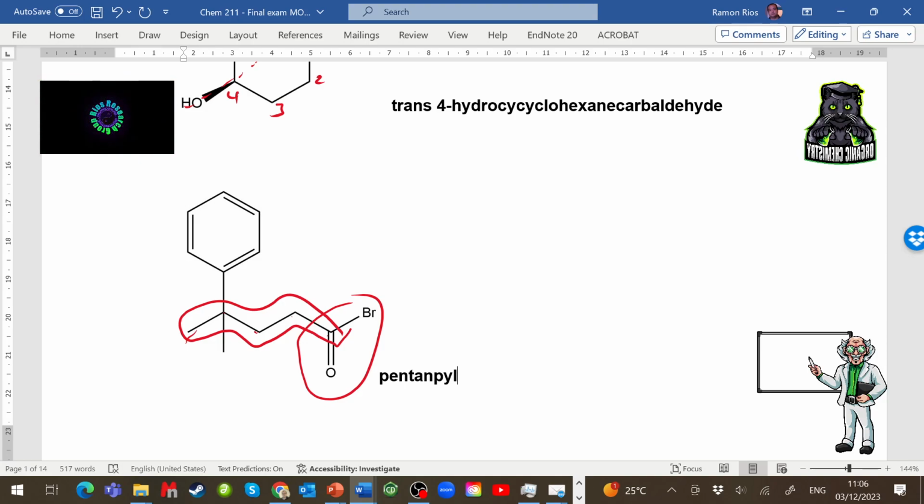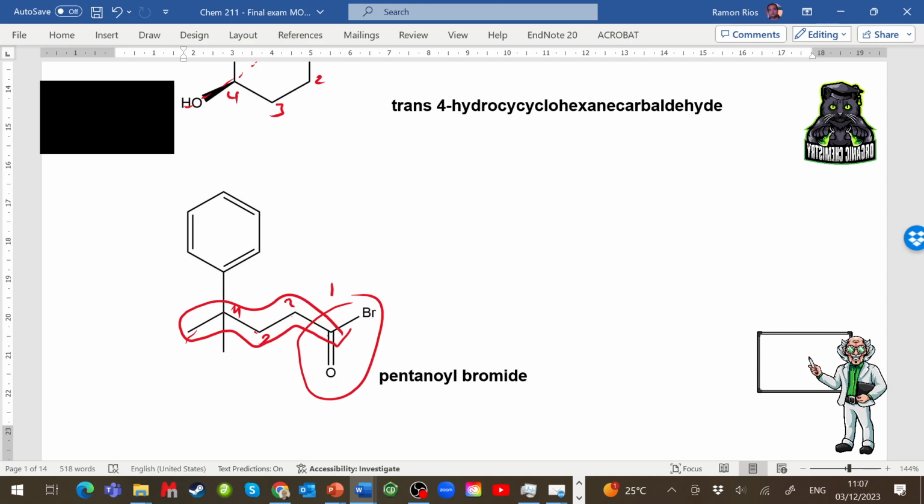It is the termination for acid bromide, acid chloride, acid halides: pentanoyl bromide. And then the only thing that we need to put is the substituents. Remember, because this here is the acid bromide, this will be carbon number 1, 2, 3, 4. In the fourth position, we have two substituents that will be a methyl and a phenyl.